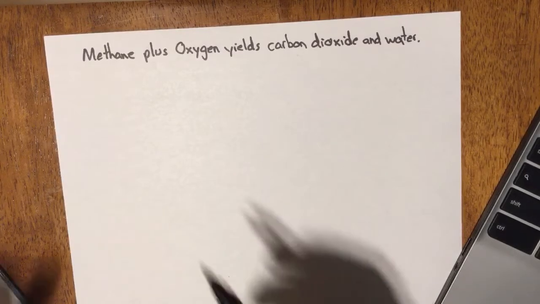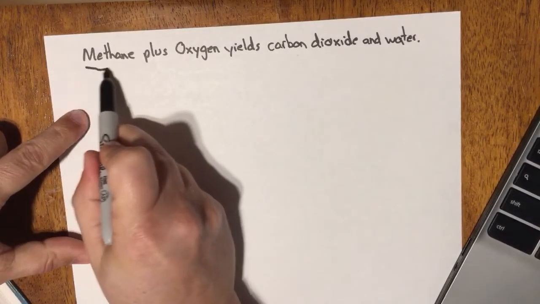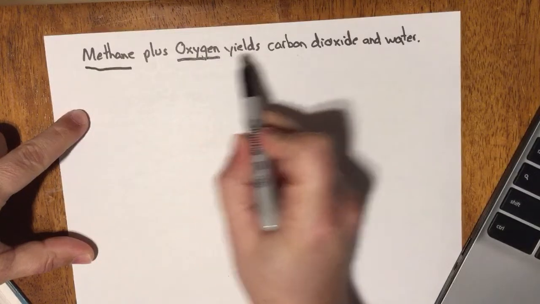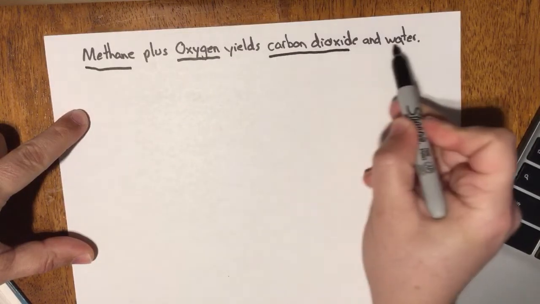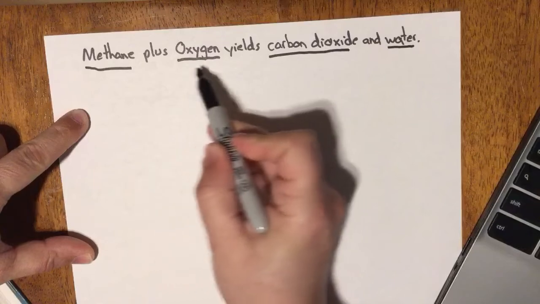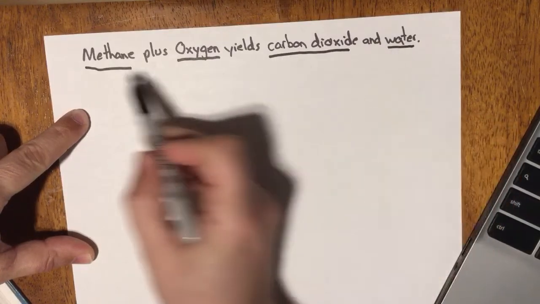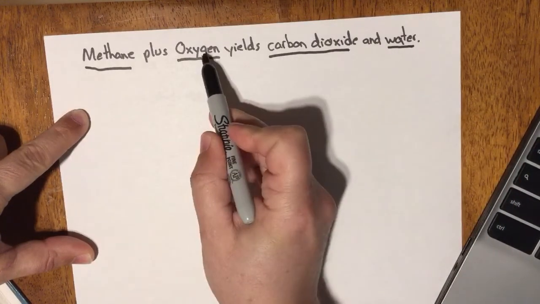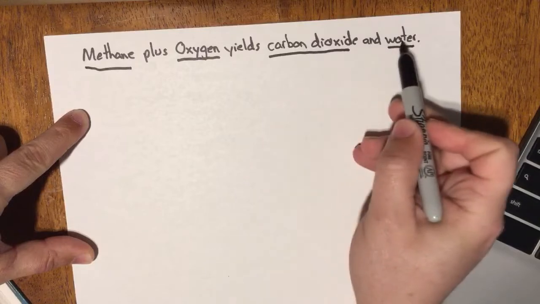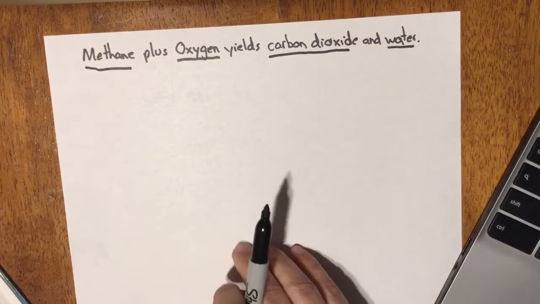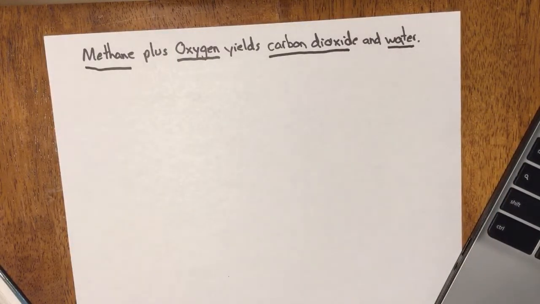So what we're interested in is finding all the chemicals in our equation. In this case, methane plus oxygen yields carbon dioxide and water. We're interested in turning methane, oxygen, carbon dioxide, and water into formulas. I would imagine a couple of these you know already pretty easily.